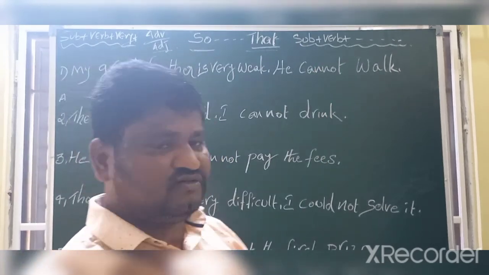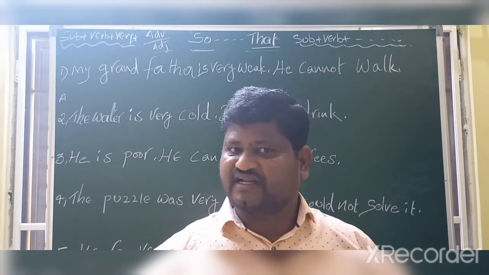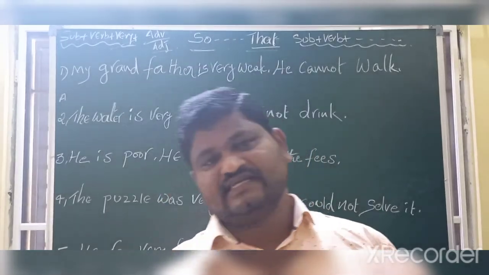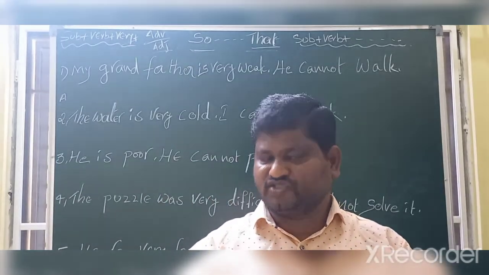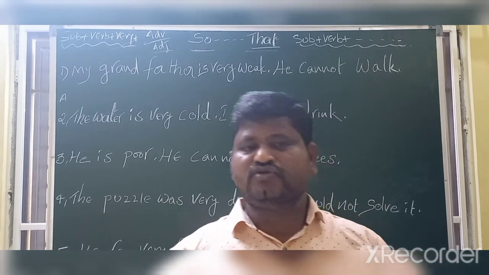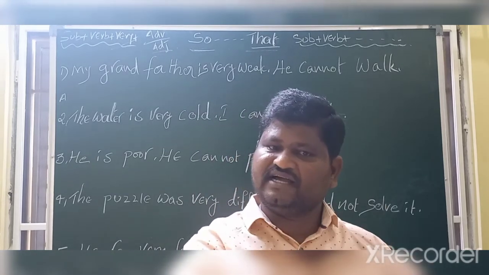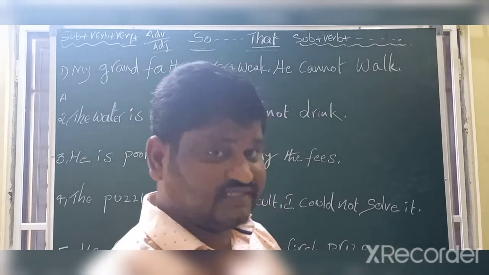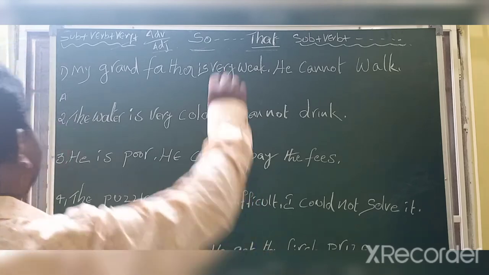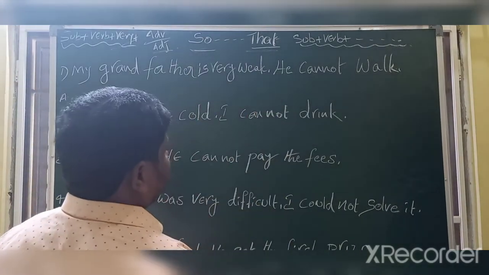And next, so dash that talks about the result. We call these conjunctions. And next, we use it for cause and effect. So that talks about the cause and the effect, and it gives the result of situations, friends. The first example: my grandfather is very weak. Full stop. He cannot walk.